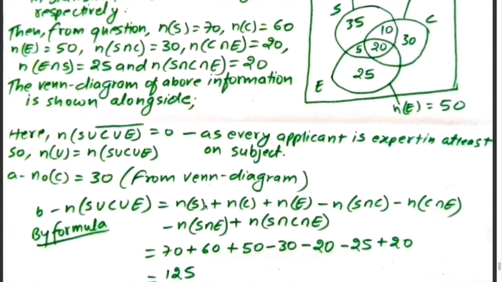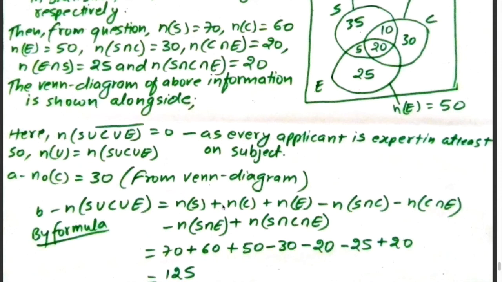Here also n(S union C union E) equals n(S) plus n(C) plus n(E) minus n(S intersection C) minus n(C intersection E) minus n(S intersection E) plus n(S intersection C intersection E).